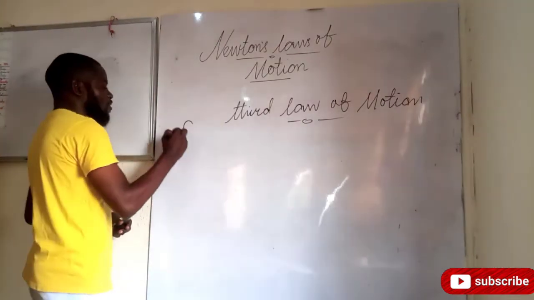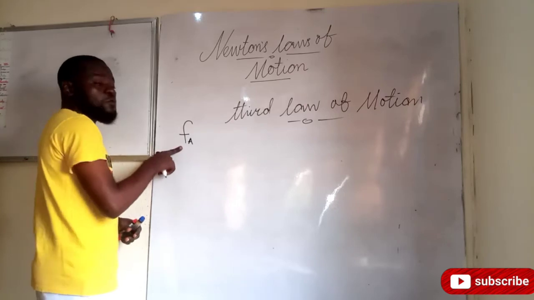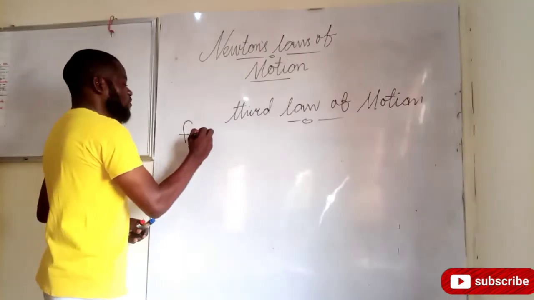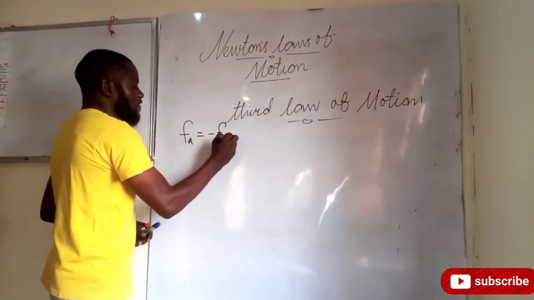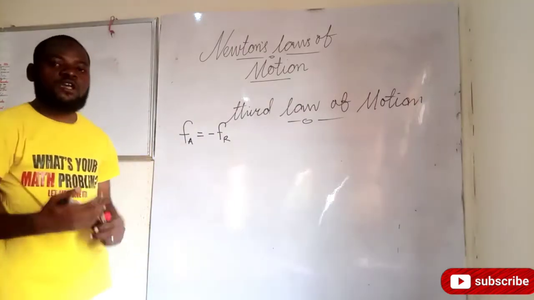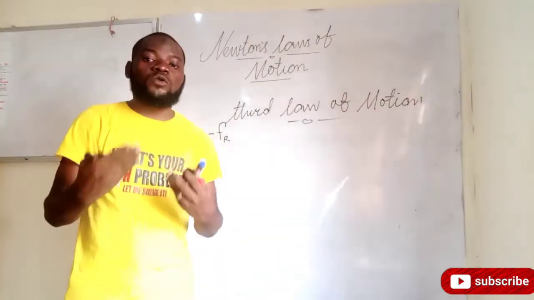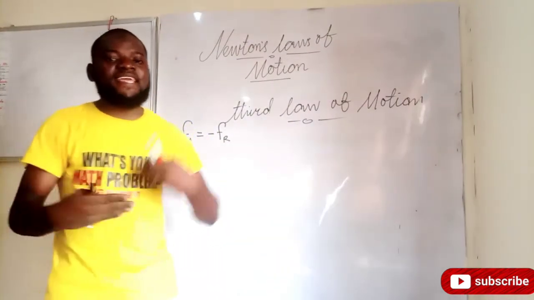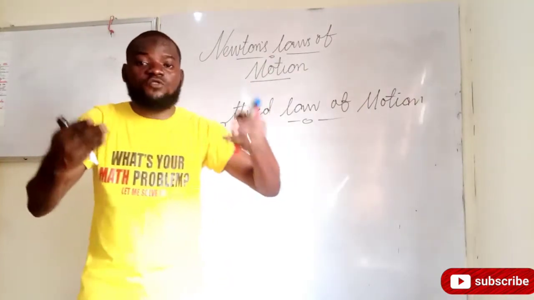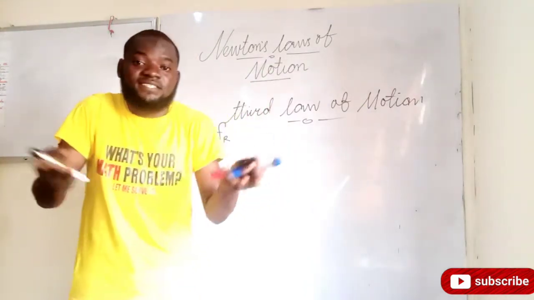So if I have a force FA, which is action, this is going to equal negative FR, which is reaction. Because for every action, there is always a reaction. And the action and reaction are equal, but they happen in the opposite direction.